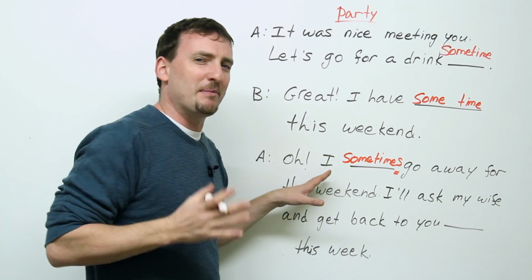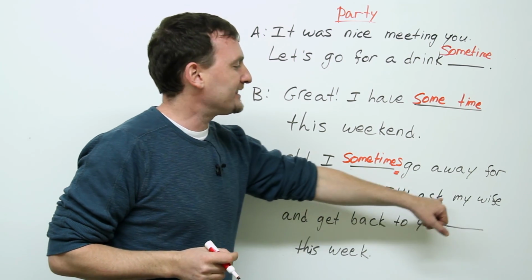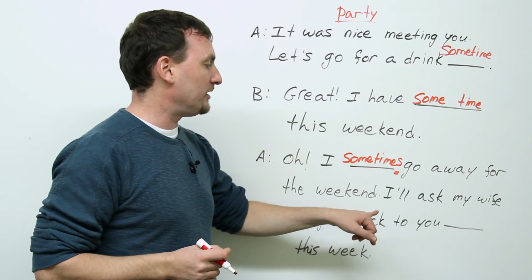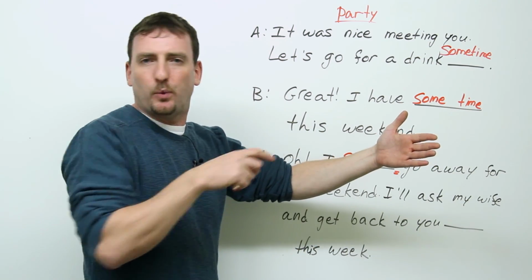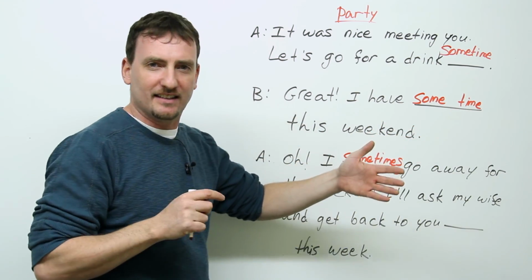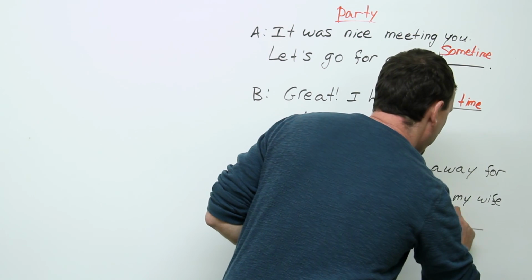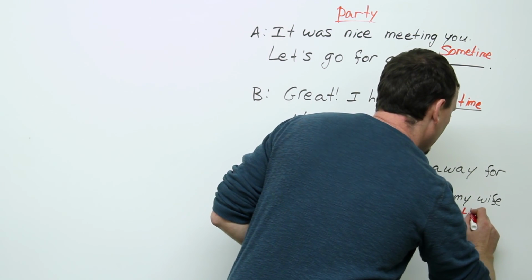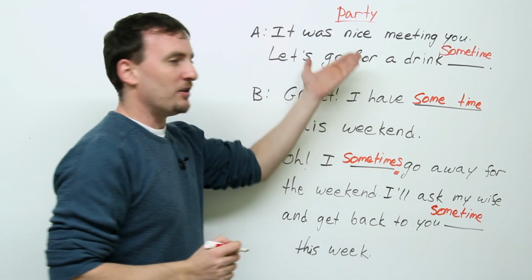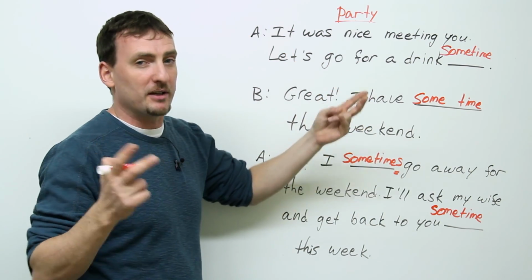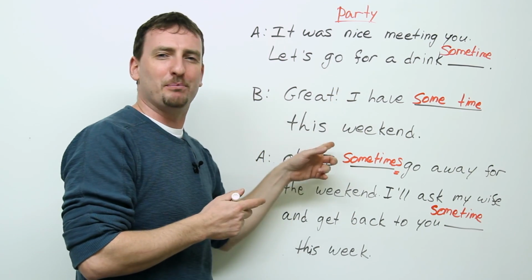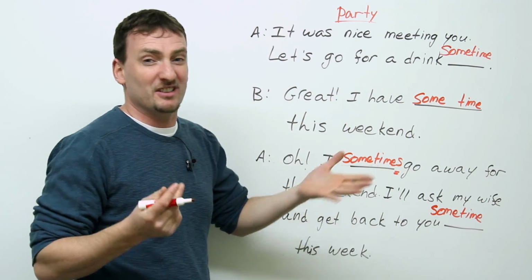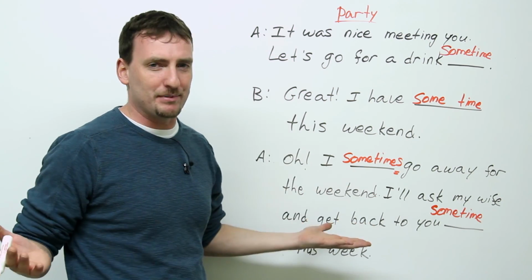So this person is already making an excuse. "I'll ask my wife and get back to you sometime this week." Seven days in a week. Which day? I don't know, but one of these days. So again, sometime. So there you go. I used all four. Well, I used three, but I used one of them twice. This person really doesn't want to go for a drink with B. This is something people do. It's not very nice, but it happens.